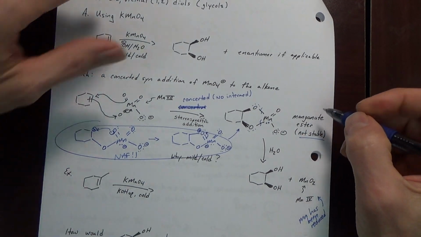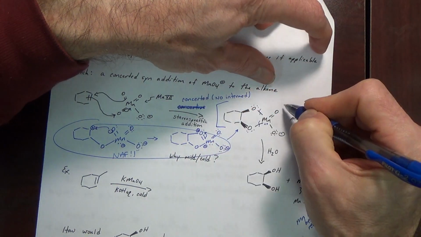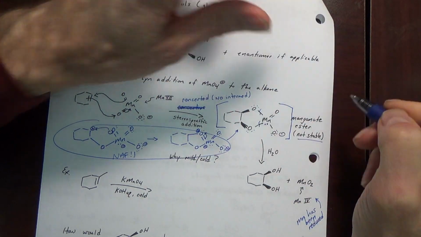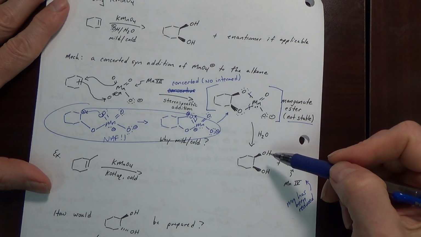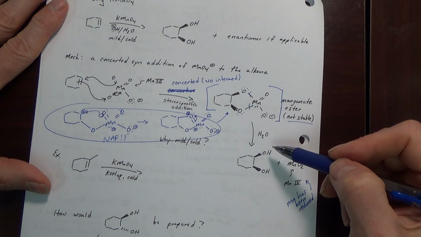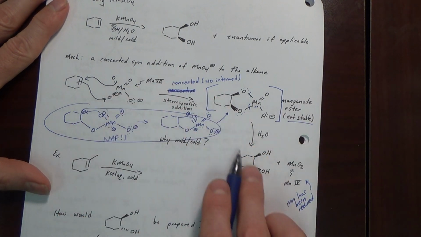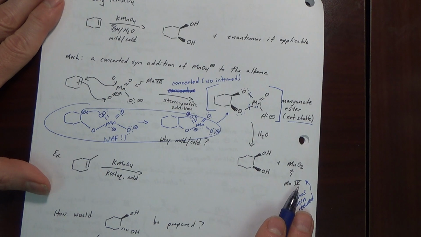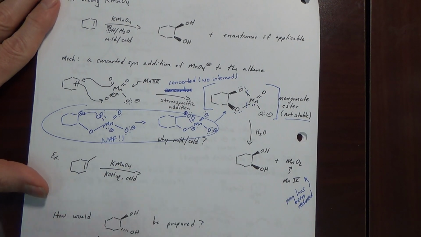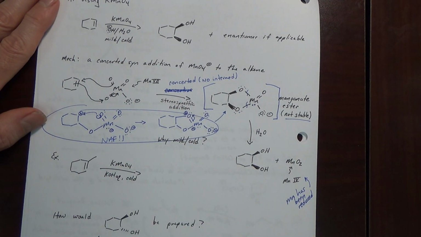The manganate ester is not stable. We can actually put brackets around it. It's an intermediate that's not isolated. It continues on. All right. So just a little bit of mechanistic knowledge to help us understand the reaction, a little bit of the redox considerations. Ultimately, it's a predictive product reaction.